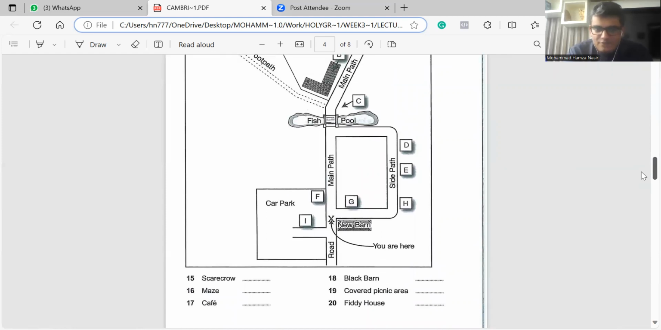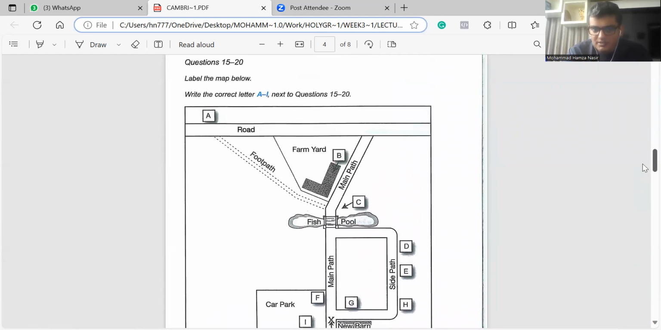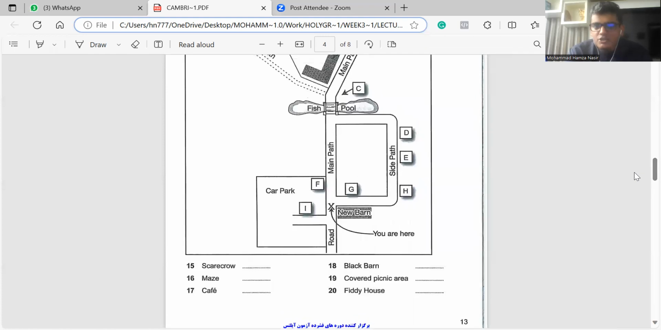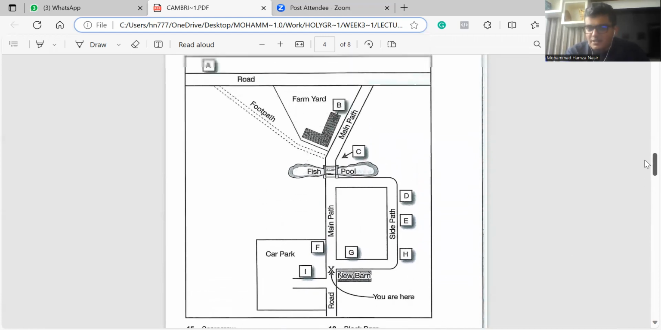And you have to identify 6 areas within the map of this farm. You have to identify where the scarecrow is located, where the maze is, where the cafe is, where the black barn is, the covered picnic area, as well as the Freddy house, and for that you have to listen to the recording. You have been given X, which is a starting point. You are here, so obviously you're going to be traversing that path accordingly. So your starting point is going to be from X, right next to the new barn. So when you listen to the recording, make sure that you factor that into consideration.